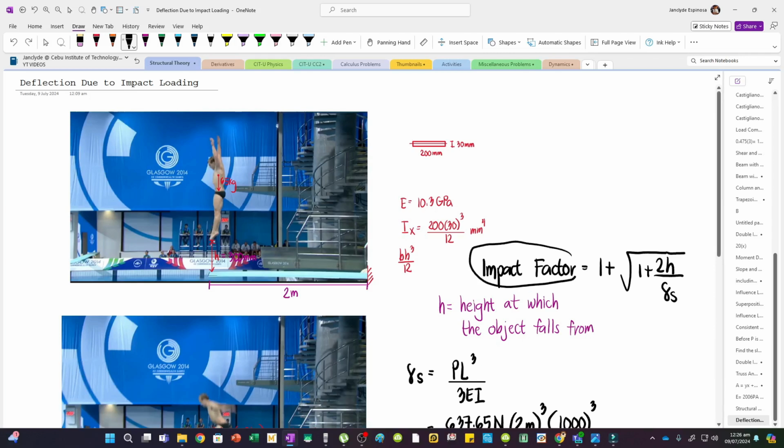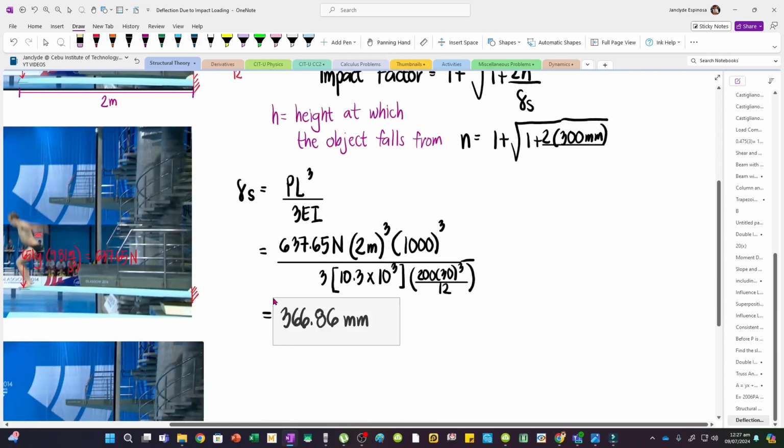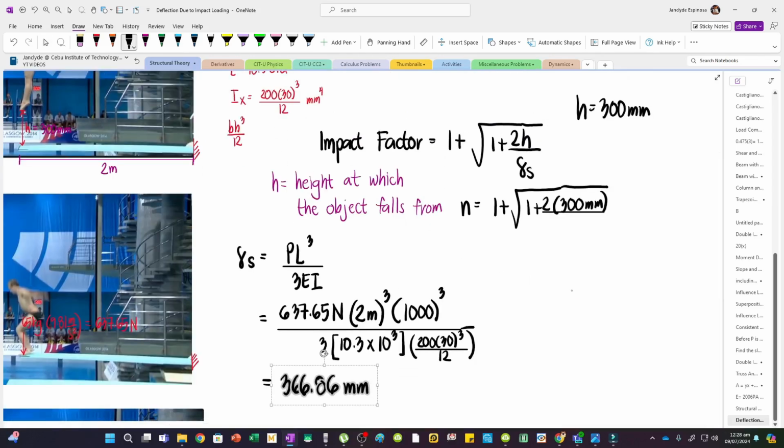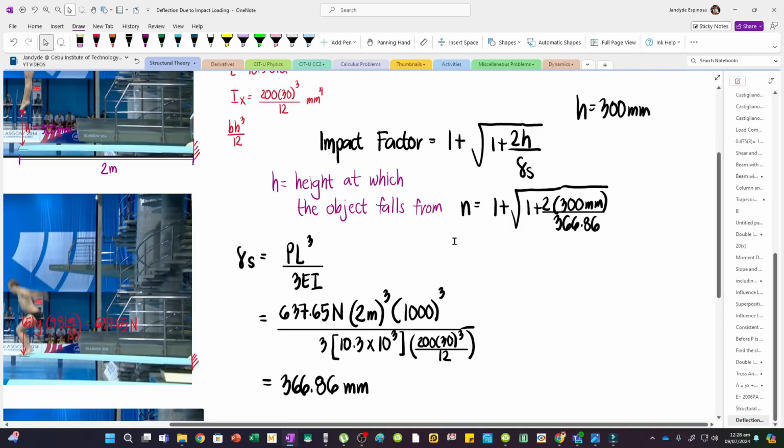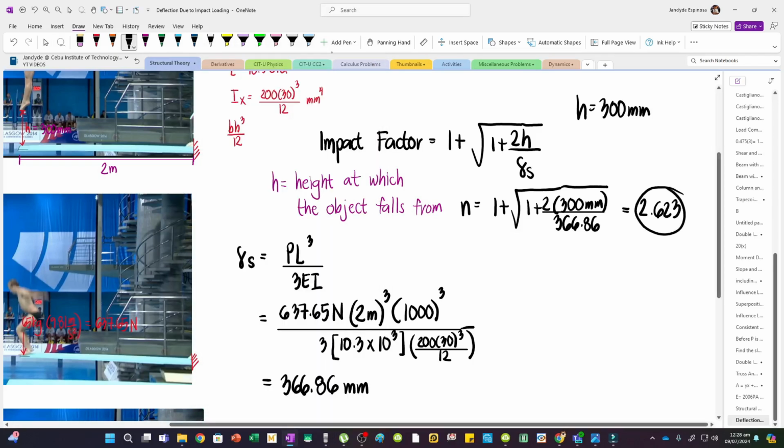So the impact factor is denoted by n, and so we have 1 plus square root of 1 plus 2 times h, which is, this should be in mm. Kasi di ba, the static deflection is in mm. The units have to be consistent. So divide this by 366.86. We can get the impact factor. So plugging this in, we have an impact factor of 2.62, or let's just use 3 decimals. We have 2.623, and this is essentially unitless.